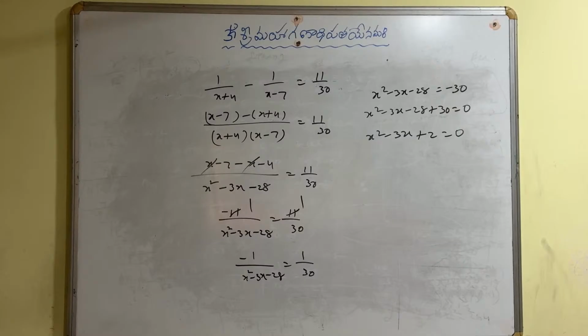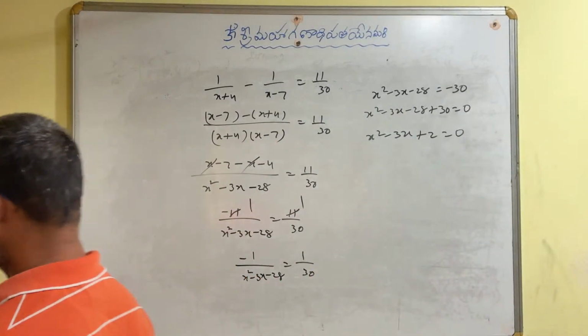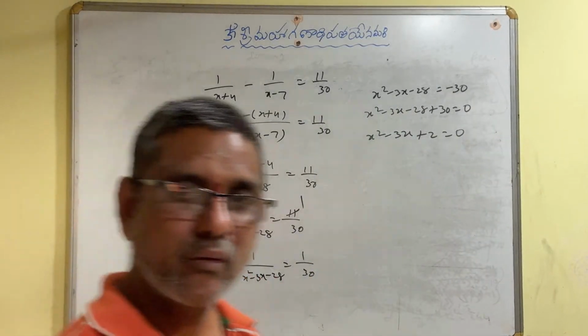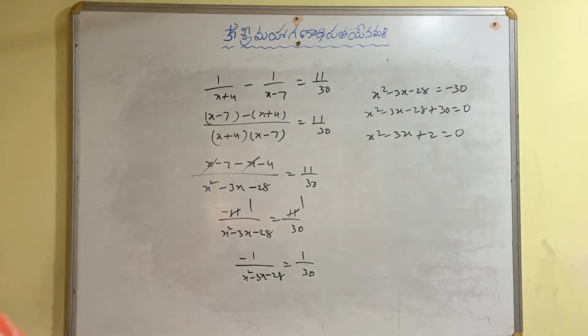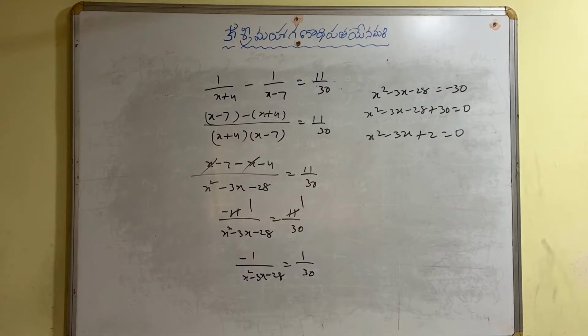Simplify and tell me the x values. x is 1 and 2. Good. Next question.